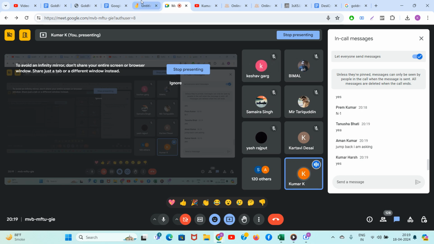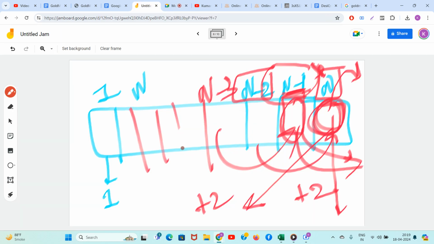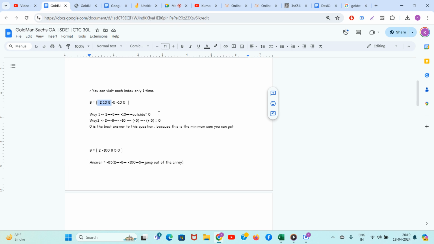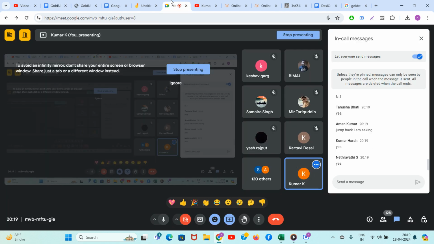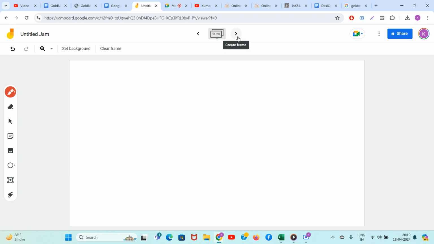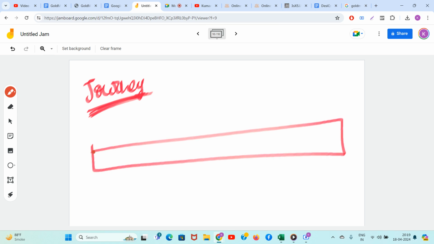Now guys, you can visit any index only one time. That is also written in the question. Okay. Now guys, what is the biggest observation in this problem? Your journey, visualization. Einstein told it. Visualization, imagination is the most important thing. Guys, how will your journey normally look like?